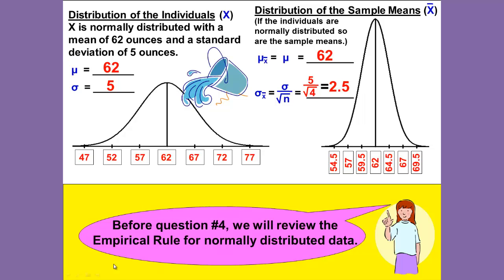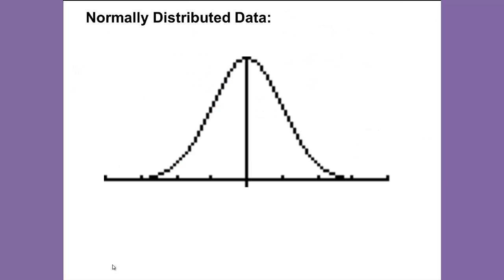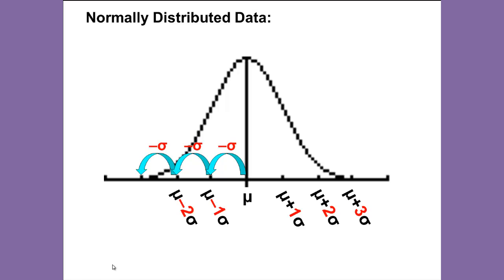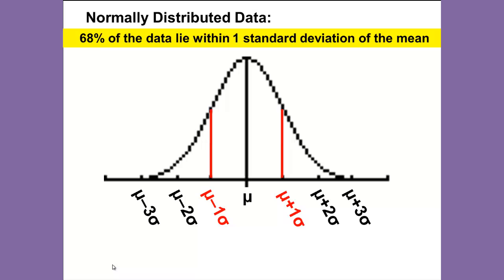Before question number 4, we need to do a quick review of the empirical rule for normally distributed data. In our normally distributed data, we have the mean in the center and 3 standard deviation jumps above and 3 standard deviation jumps below the mean. And by the empirical rule, we know that 68% of the data lie within 1 standard deviation of the mean. Above and below the mean, we go 1 standard deviation jump of the mean, and 68% of the data will lie within that 1 jump of the mean.